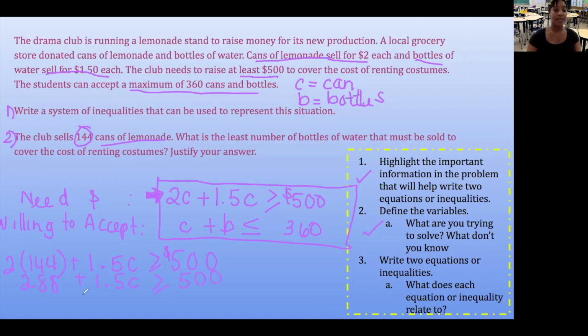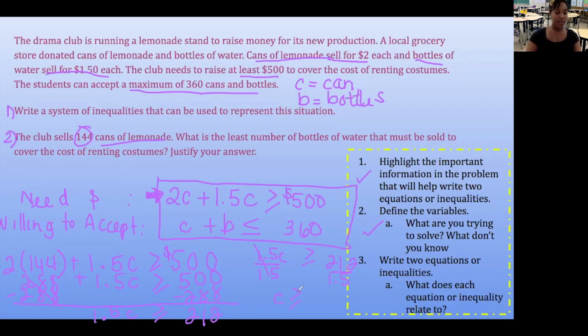And now you solve it as usual. Subtract 288 on each side, and you're left with 1.5C is greater than or equal to, use your calculator, 212. And now we want to divide 1.5C by 1.5, and 212 by 1.5.